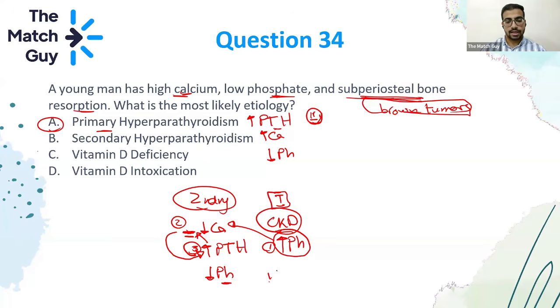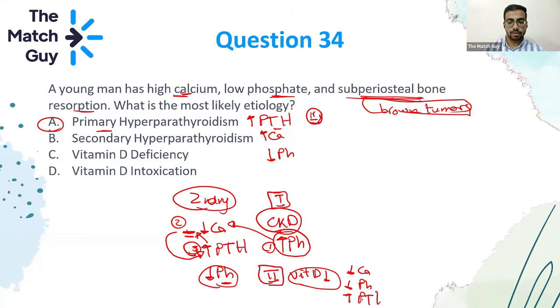The second cause is vitamin D deficiency. So if you have vitamin D deficiency, you are going to have both decreased calcium and decreased phosphorus. So vitamin D deficiency, decreased calcium reabsorption, decreased phosphorus reabsorption. The body is going to try to compensate by increasing PTH.